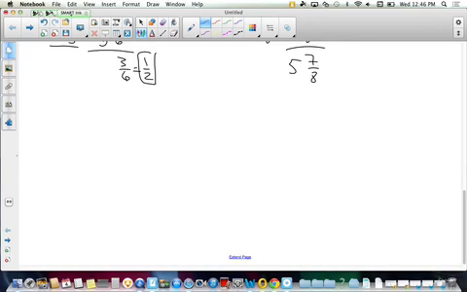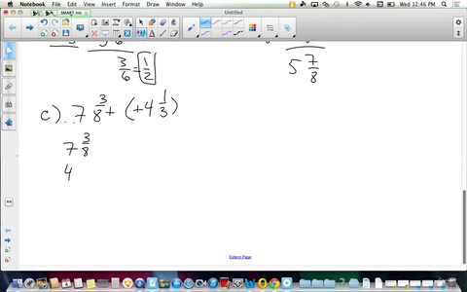All right, let's look at one more here. What if I have 7 3/8 minus negative 4 1/3? Okay, so we've got a minus sign here, so we've got to change our signs. So change, make those both pluses. Look at the signs. Both these numbers are positive. That means we're going to just straight add them.